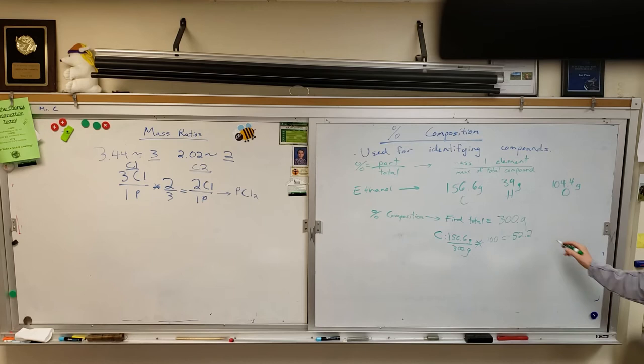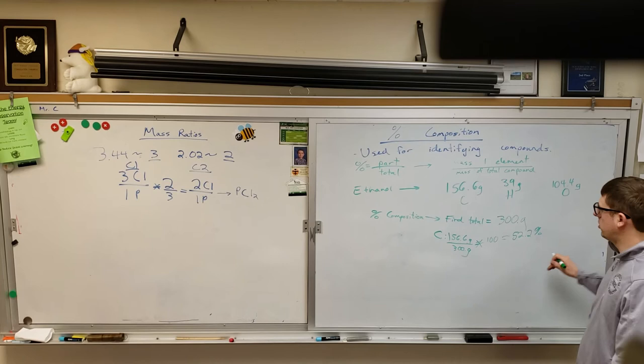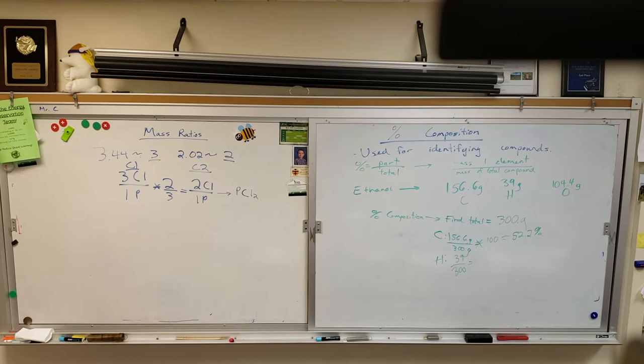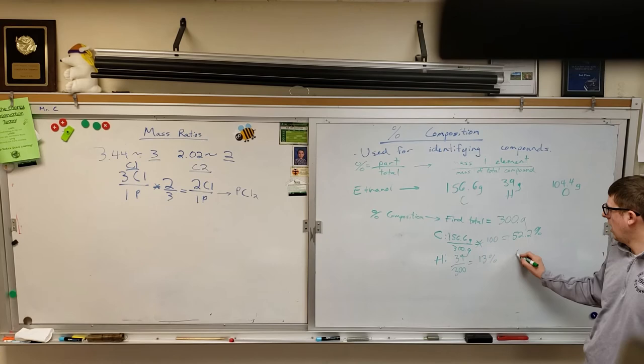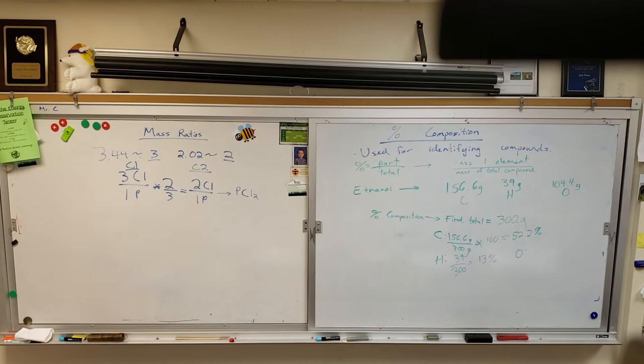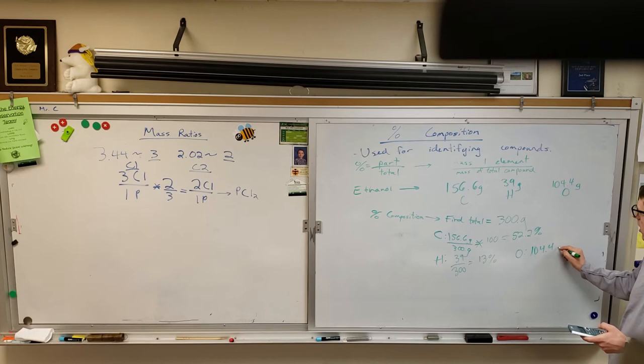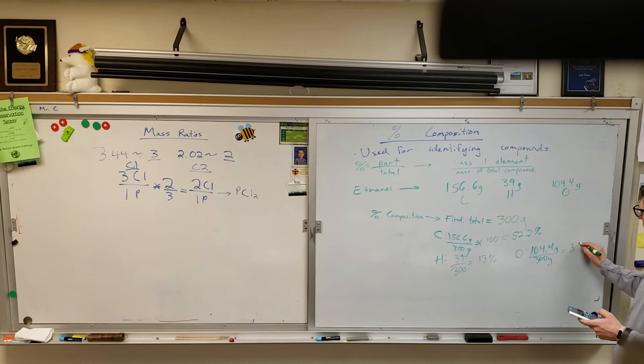I'm going to make hydrogen and oxygen on the same level and be a little bit more succinct. 39 over 300 is 13%, and oxygen is 104.4 divided by 300 is 34.8%. Which of those add up to 100? 34.8 plus 13 plus 52.2, 100. That makes me happy, when that works out like that.